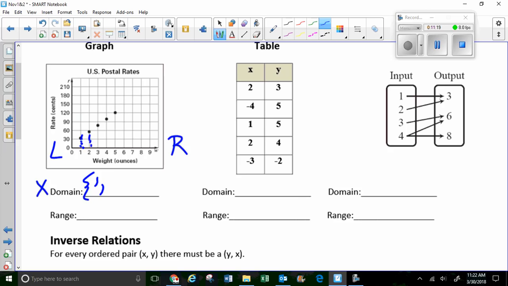If I follow down the next one, that has an x value of 2. This has an x value of 3, 4, and 5. So we're just taking our x values from every point here. Next, to find our range, we need our y values. So I'm going to start with the lowest point and just look over on my y-axis. That looks like it hits right at 30.